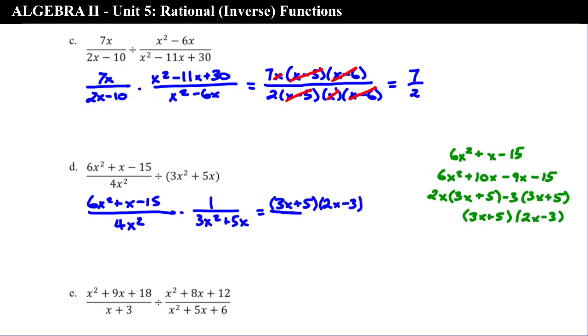In the bottom here, we've got this 4x squared. Not a whole lot we can do with that. But we can pull an x out of this last term, and that leaves us with 3x plus 5. Well, what cancels now? Well, the 3x plus 5's cancel. And that's going to leave us with 2x minus 3 over, let's go ahead and pull this x in with this x squared, so we have 4x to the third.